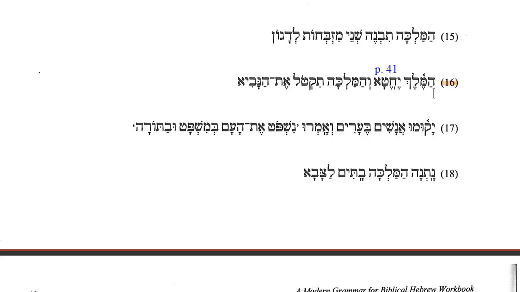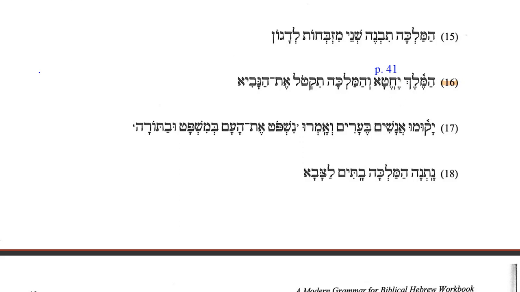So we begin with Hamelech, the king, and now we have this verb here. I wanted to look at this one because it is a verb with a couple of gutturals in it. Notice that it has a chet in the first root position and an aleph in the third root position, and so the vowels are strange.